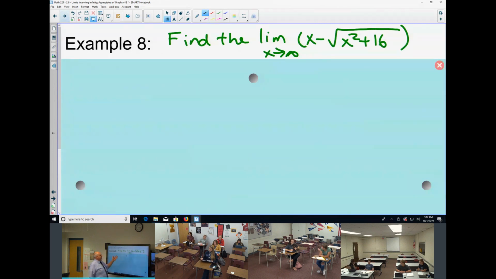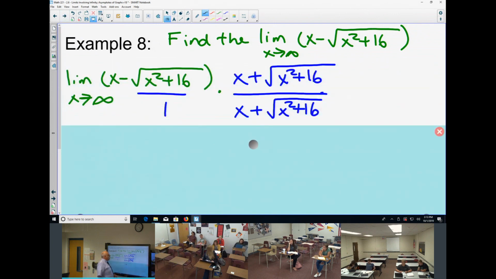So let's say we had this. Find the limit as x approaches infinity of this. If we try to plug in infinity, we're going to get infinity minus, well, infinity squared plus 16 is infinity. Square root of infinity is infinity. So we're going to get infinity minus infinity. That's no good.